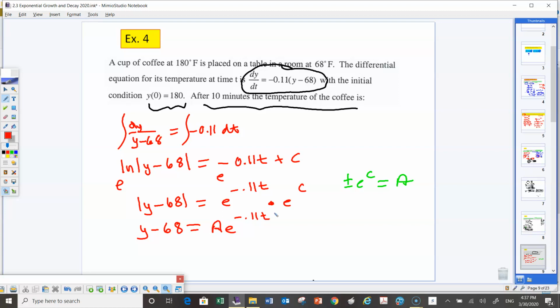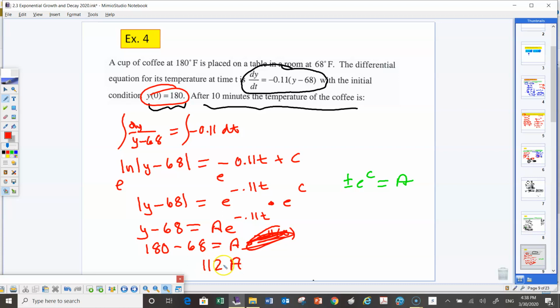Now I can use my initial condition right here to solve for a, my constant. It tells me that at time 0, the final temperature is 180. So 180 minus 68 is equal to a e to the negative 0.11 times 0. We know that this quantity here becomes 1, and therefore 180 minus 68 is going to be my answer for my constant a. So if I work that out, 180 minus 68 works out to be 112.